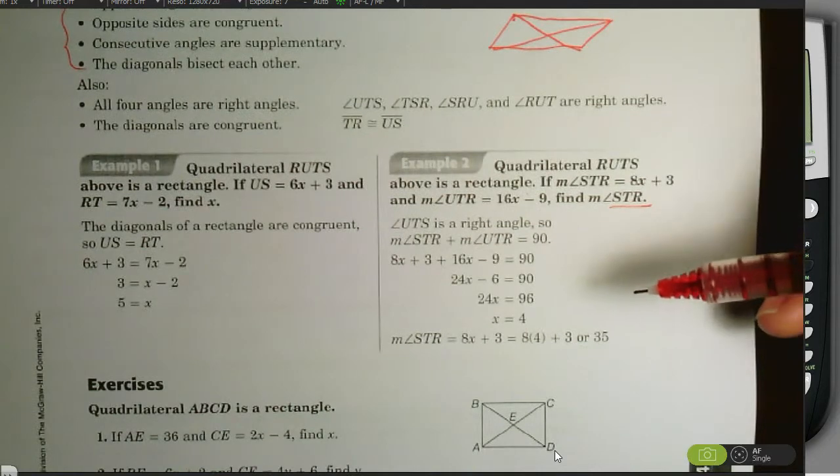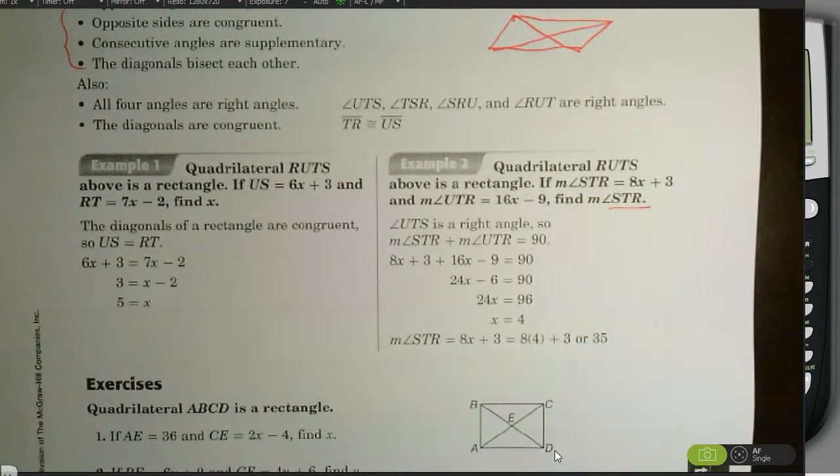So a lot of the homework problems essentially amount to, it's a rectangle. You've got opposite congruent angles that are right angles. You've also got diagonals being congruent to each other.